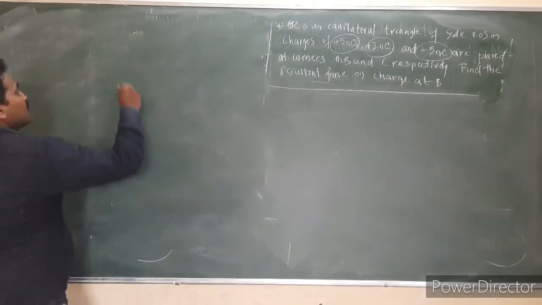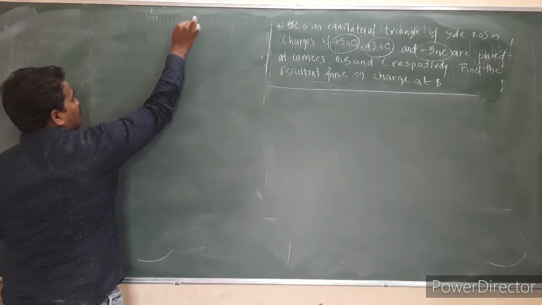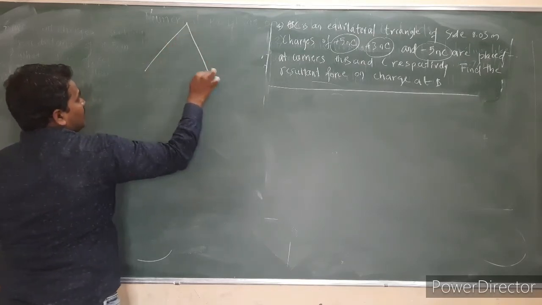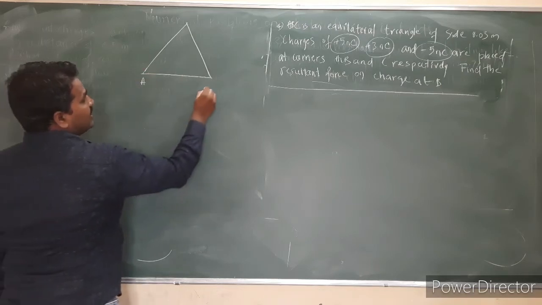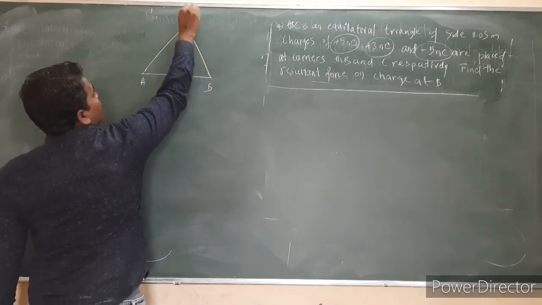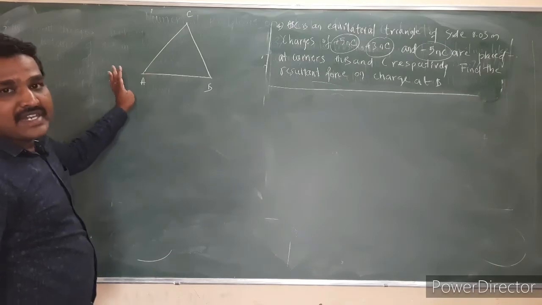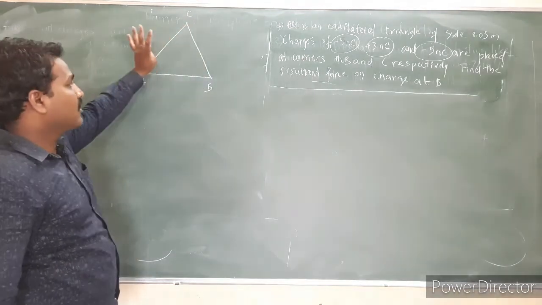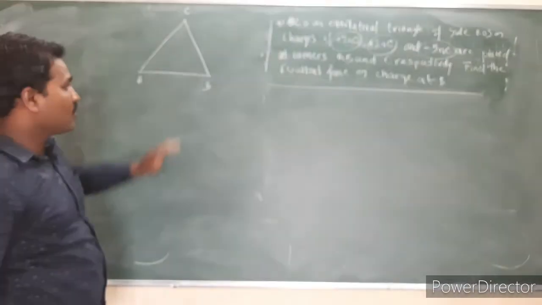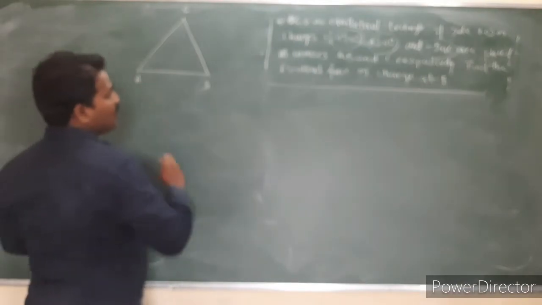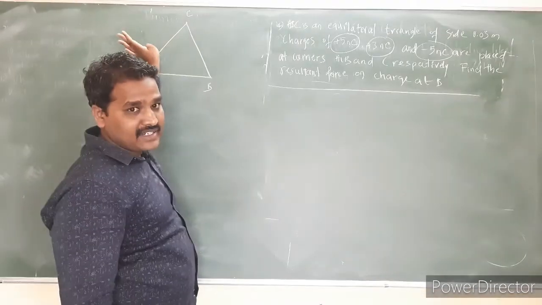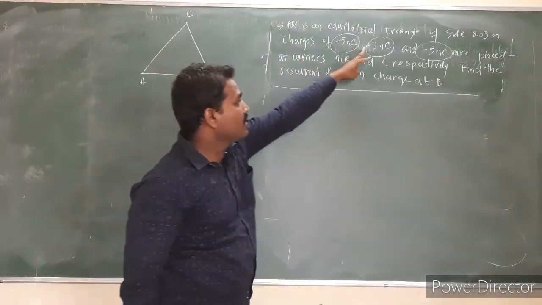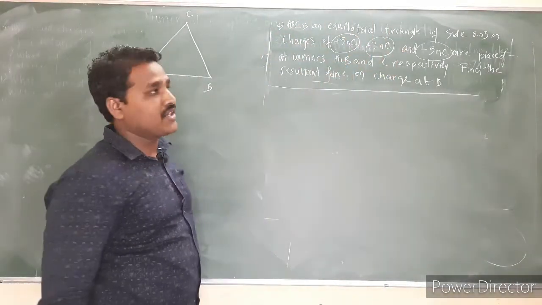So for this, what shall we do? First, let me draw the equilateral triangle given. Yes, this is the equilateral triangle given. Let me write this as A. Let this be B here. Let this be C. You can write in any order. There is no rule for writing it clockwise or anti-clockwise. But be careful: whatever charge is given at point A, you have to write it at A. Similarly, we have to do it for point B as well as point C.